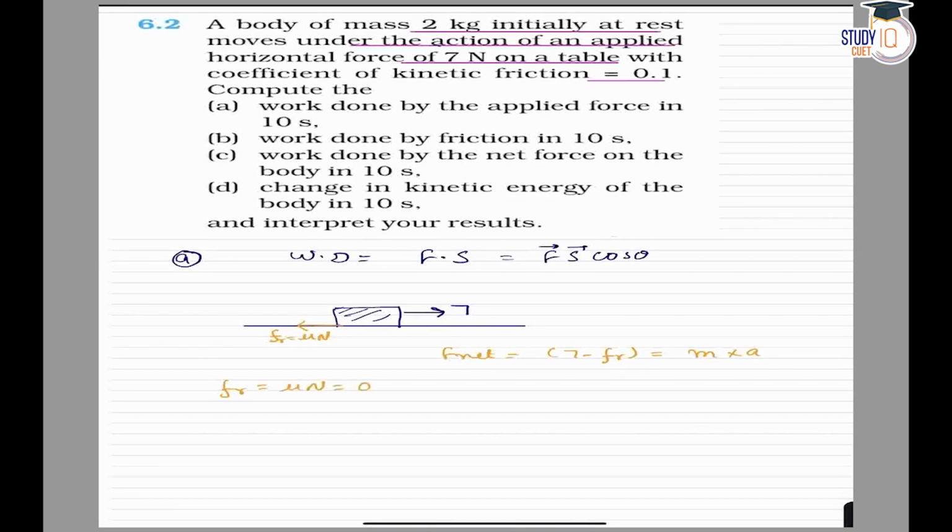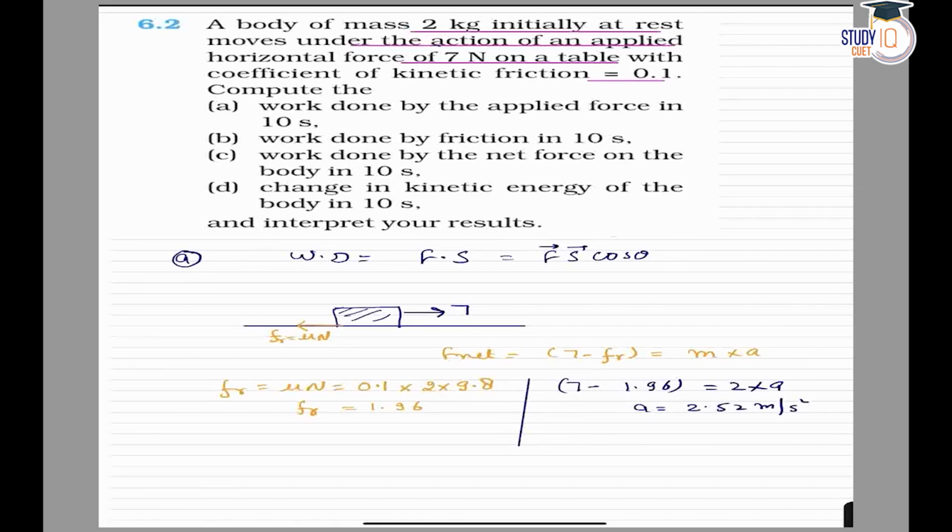The value of mu given to us is 0.1, and normal is equal to M into G. The mass of the block is 2 kg, so the normal is M into G, with G equal to 9.8. From this, the value of friction is 1.96. Now putting this friction into the net force equation, 7 minus friction, which is 1.96, is equal to mass, which is 2, into acceleration. On solving, we have acceleration equal to 2.52 meter per second square.